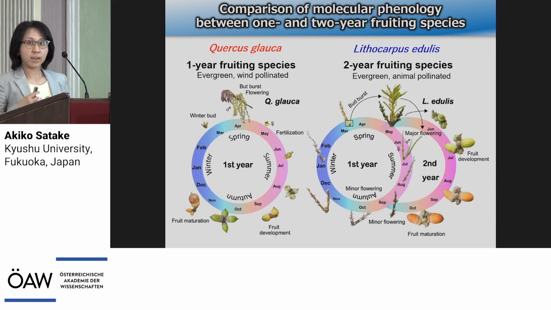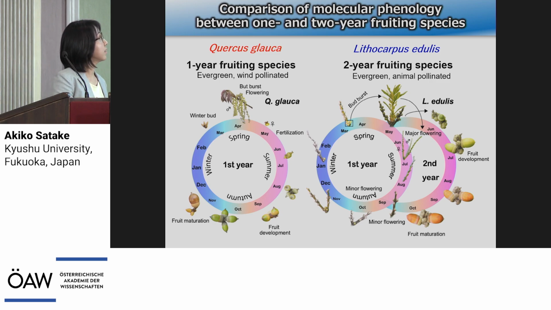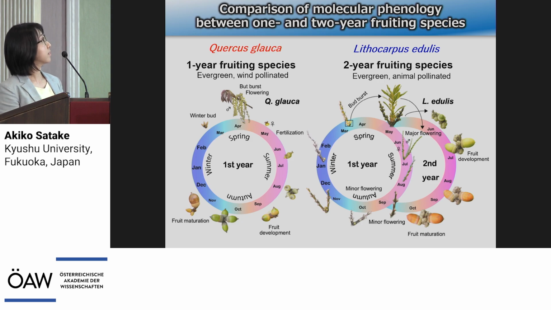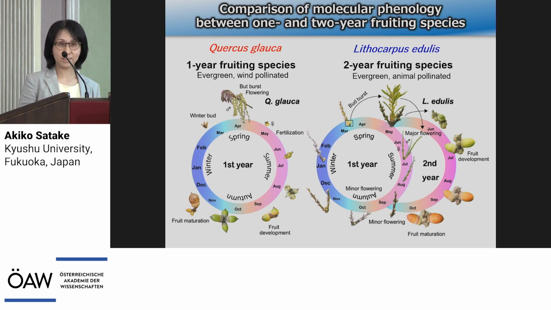In this talk, I would like to introduce our recent study about comparative molecular phenology. We used two species. One is the one-year fruiting species Quercus glauca, an evergreen wind-pollinated species. The other is the two-year fruiting species Lithocarpus edulis, also evergreen, but animal-pollinated.